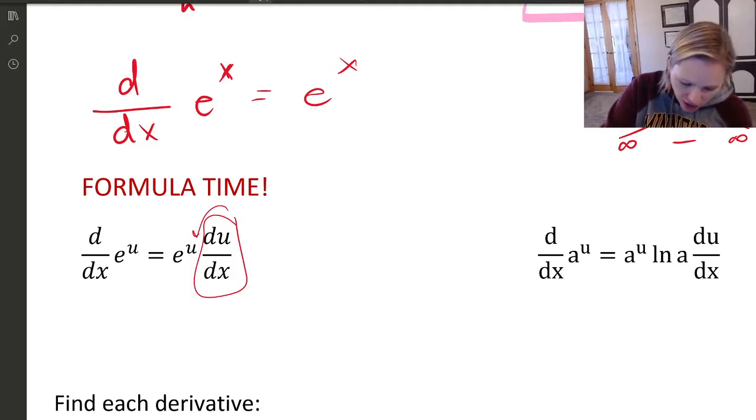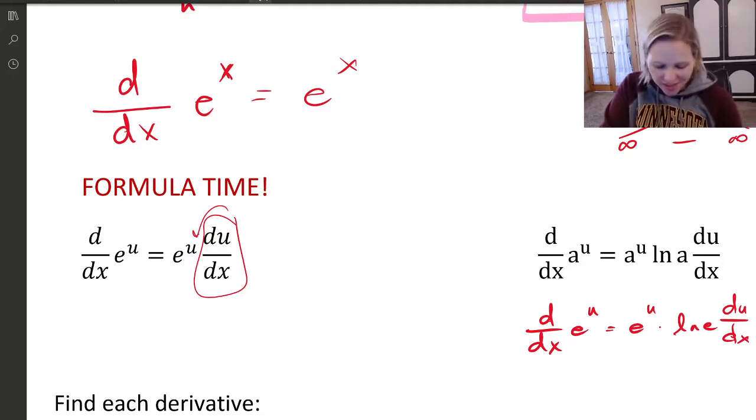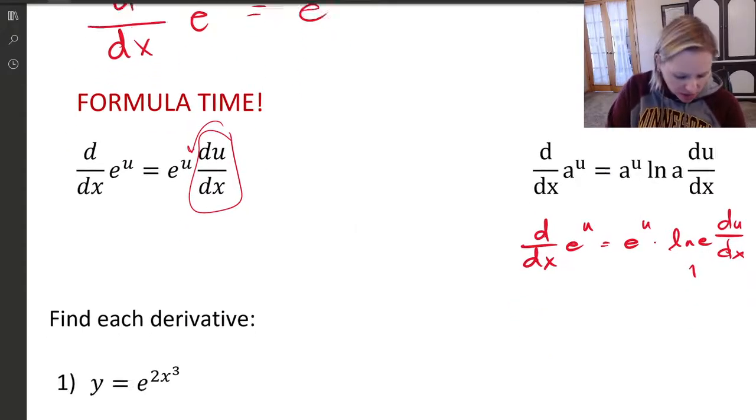Let's think about it. If e is your base, if I do e to the u, well then it's e to the u times the natural log of e times du dx. Well, natural log of e is just 1, so really this formula works no matter what. So I want you to understand that it's not two separate formulas. It's just that e to the u is so common that we write it down as its own thing.